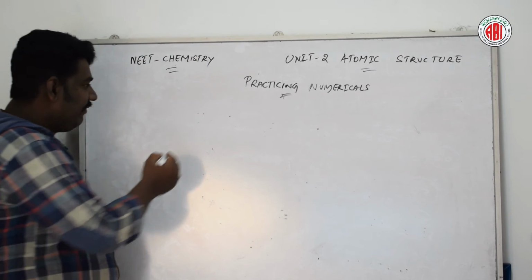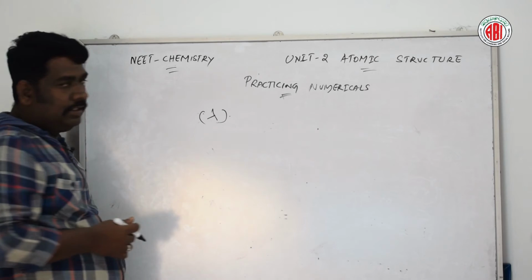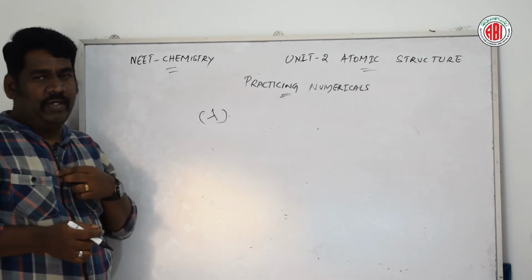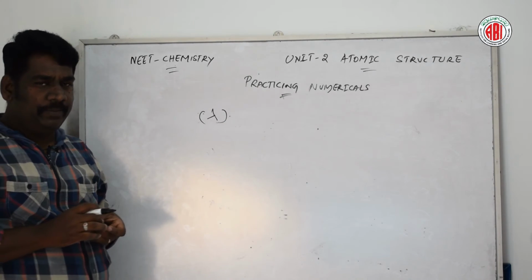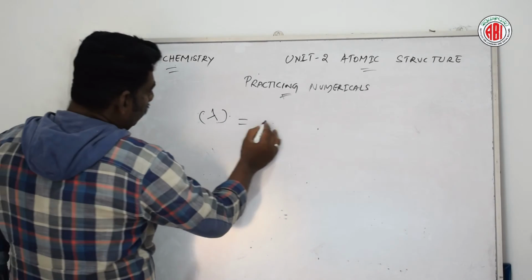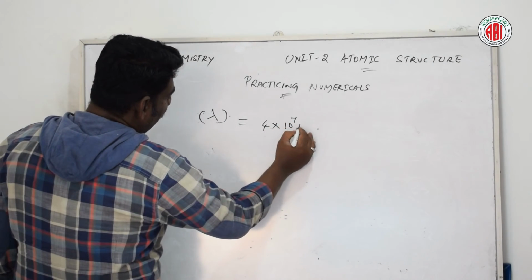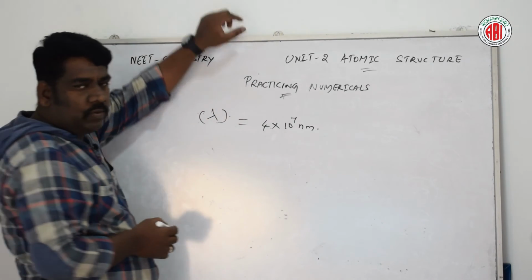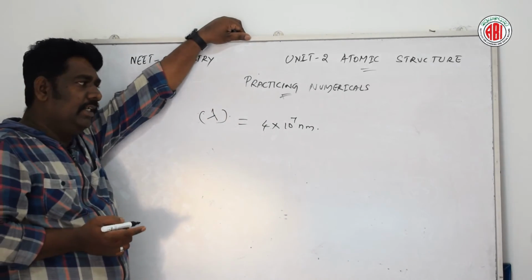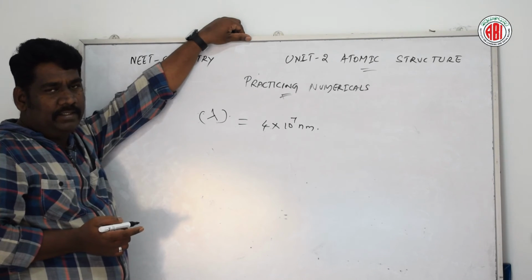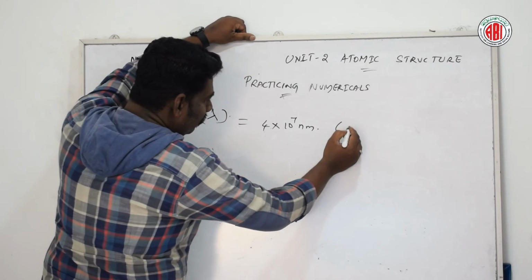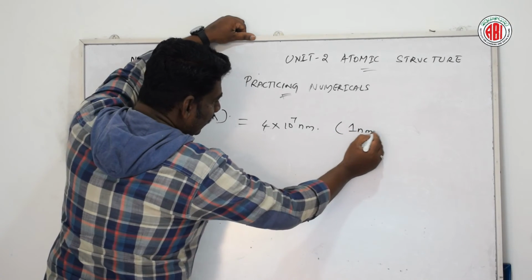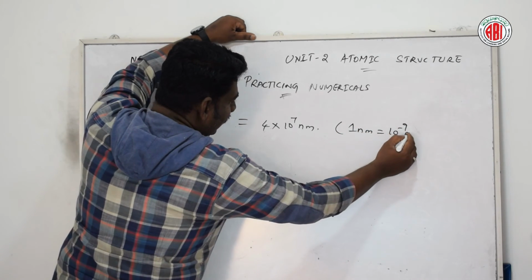First, wavelength, that is nothing but lambda. It is given in nanometer, so we should convert it into meter, that is 4 into 10 to the power of 7 nanometer given in the question. And 1 nanometer is nothing but 10 to the power of minus 9 meter. So that conversion we should know: 1 nanometer is equal to 10 to the power of minus 9 meter.